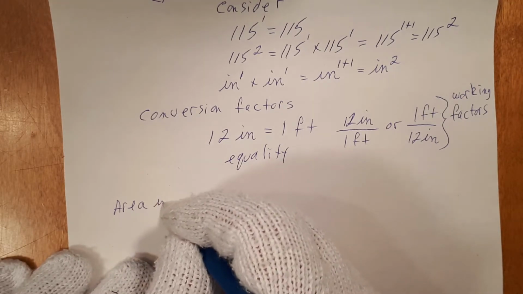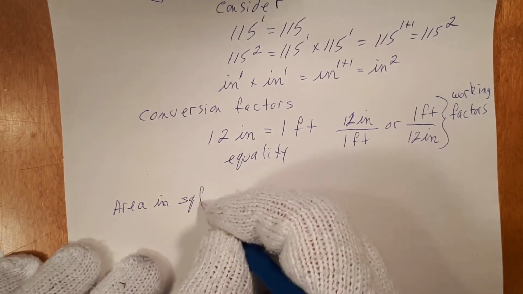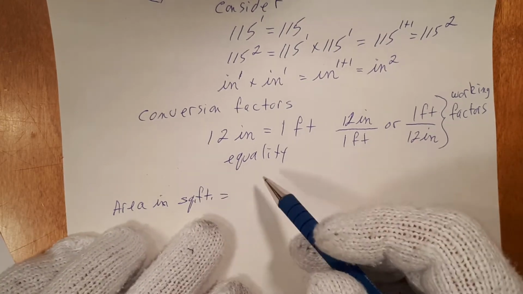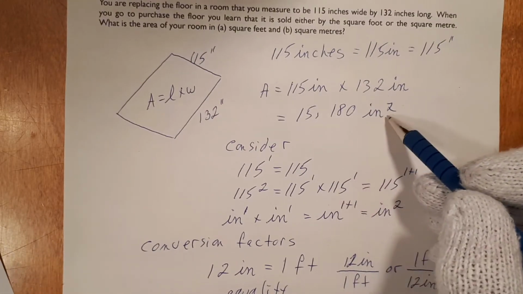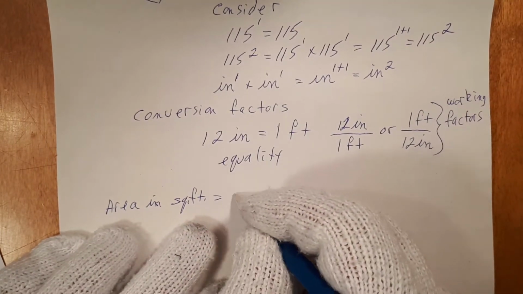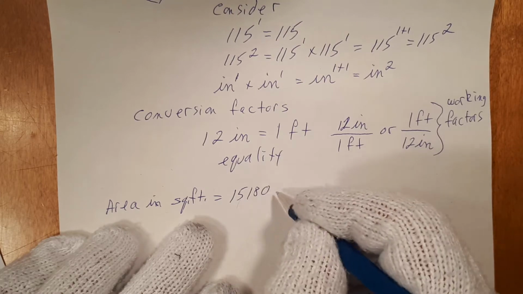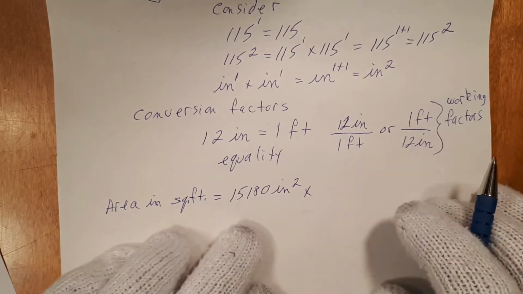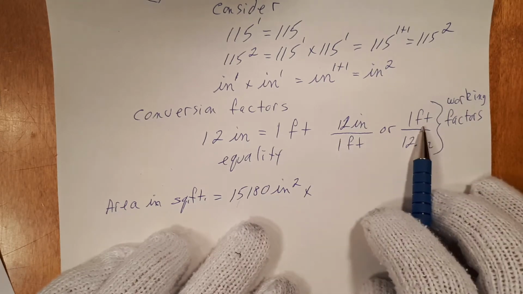Area in square feet is equal to, first thing we do for a conversion is write down the number with the units that we want to convert. And that number is 15,180 inches squared. And we're going to multiply that by these factors.